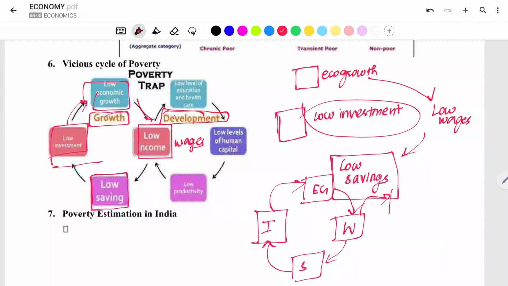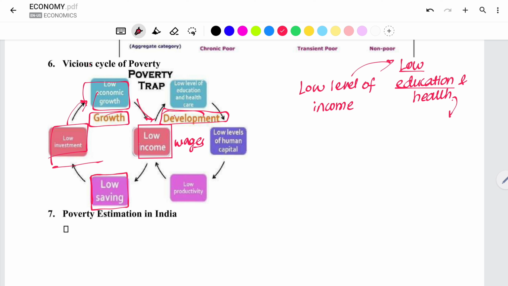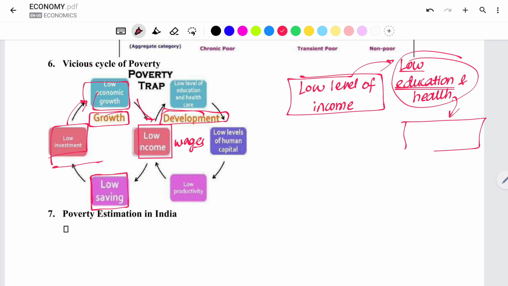From this wage we are developing another cycle. When that salaried person is getting low wages, he is going to have a low level of income, right? Because of the low level of income he is going to have low education and low health as well. When there is a low level of income, there is low health and education. So human capital is low. Therefore, they have low productivity.